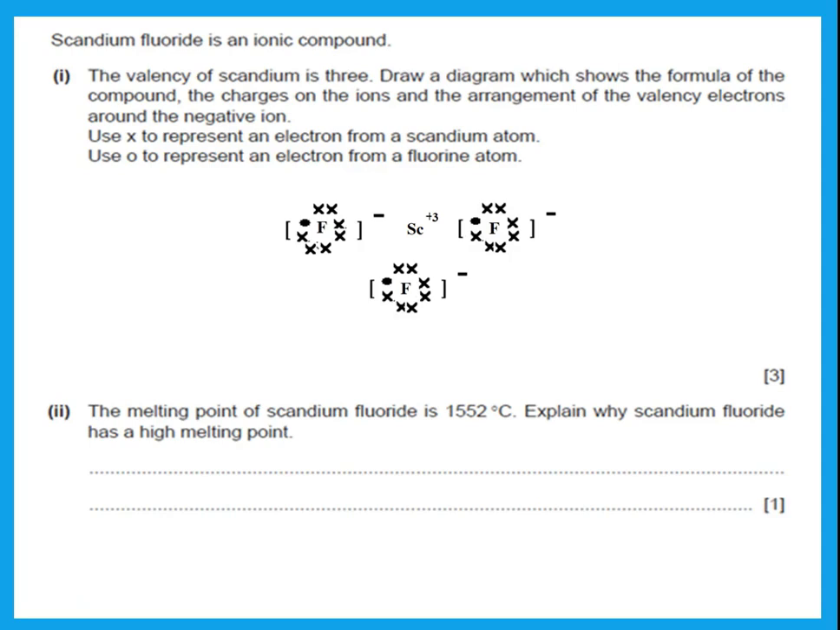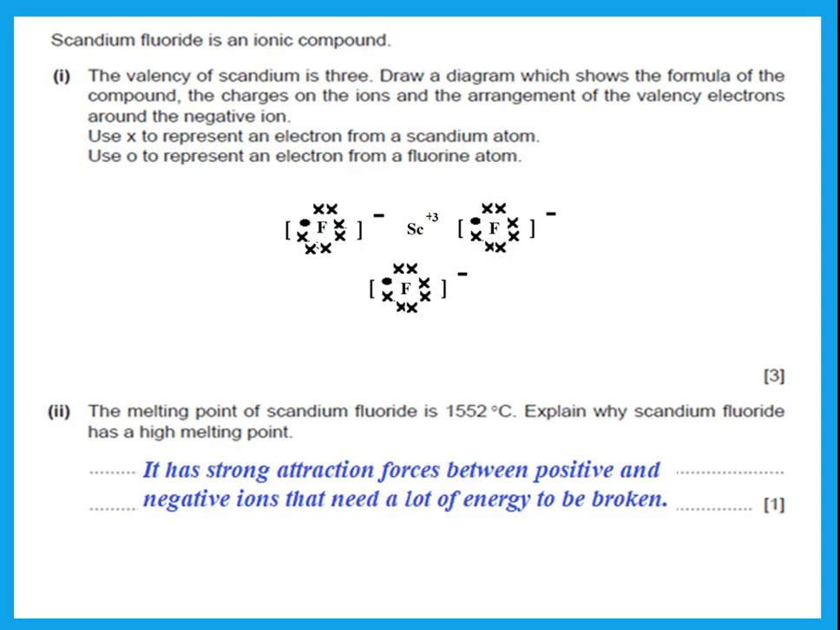Okay, the melting point of scandium fluoride is very high. Explain why scandium fluoride has a high melting point. Remember that scandium fluoride is ionic, and we said ionic compounds have high melting point. Why? Because it has strong attraction forces between positive and negative ions that need a lot of energy to be broken. Okay.